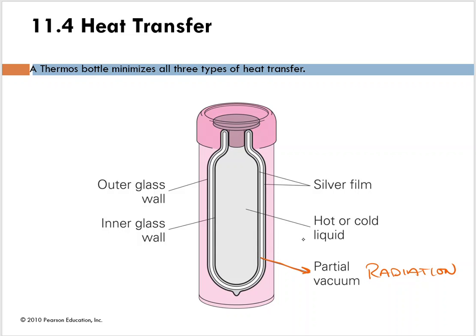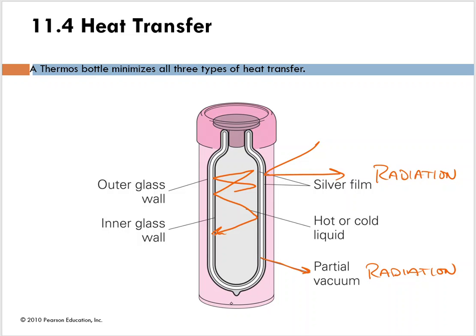The hot or cold liquid would be in here. They also typically have a silver film in here. The reason they have that silver film is they're trying to protect against radiation. The rays that are coming in are going to be reflected out, and anything that's in there is going to be reflected back in. It's going to stay in there. It's not going to be able to leave, the heat that's in there.